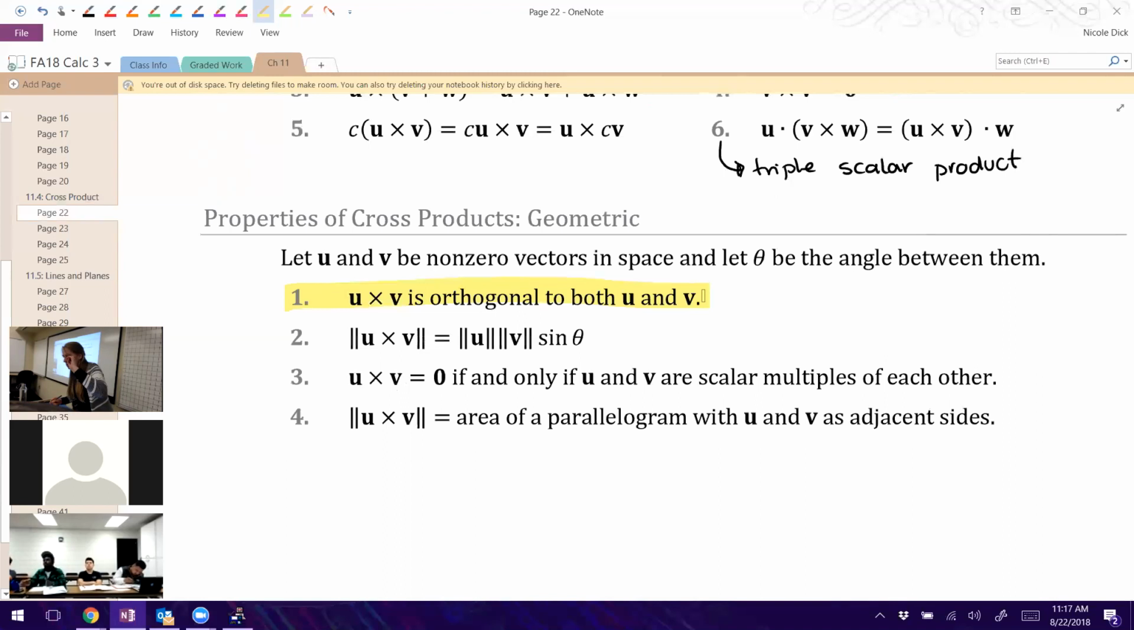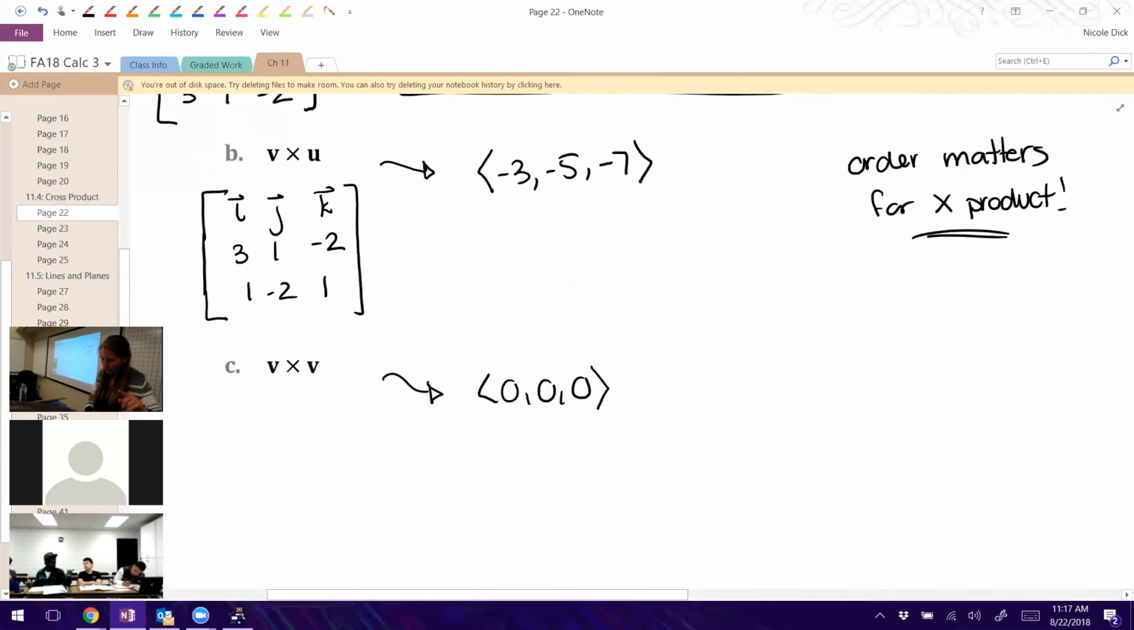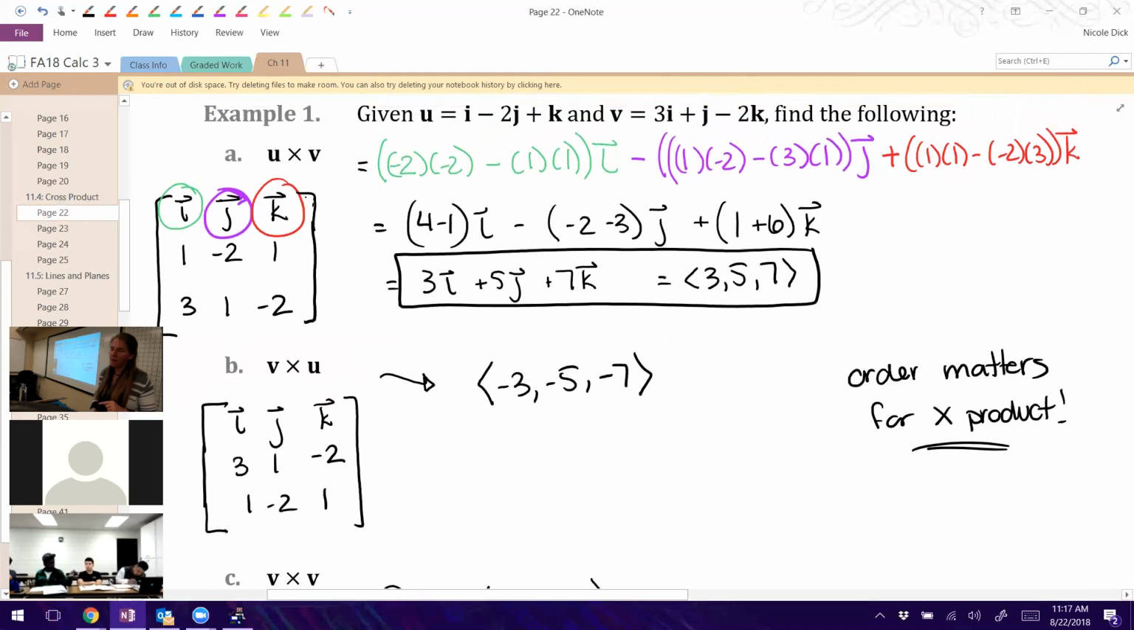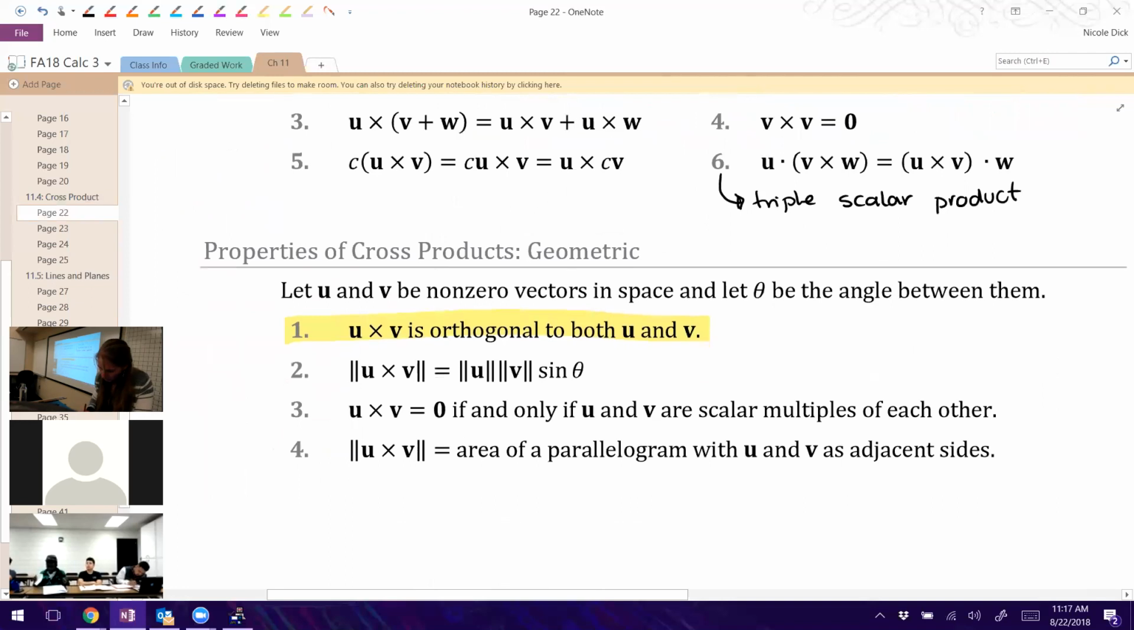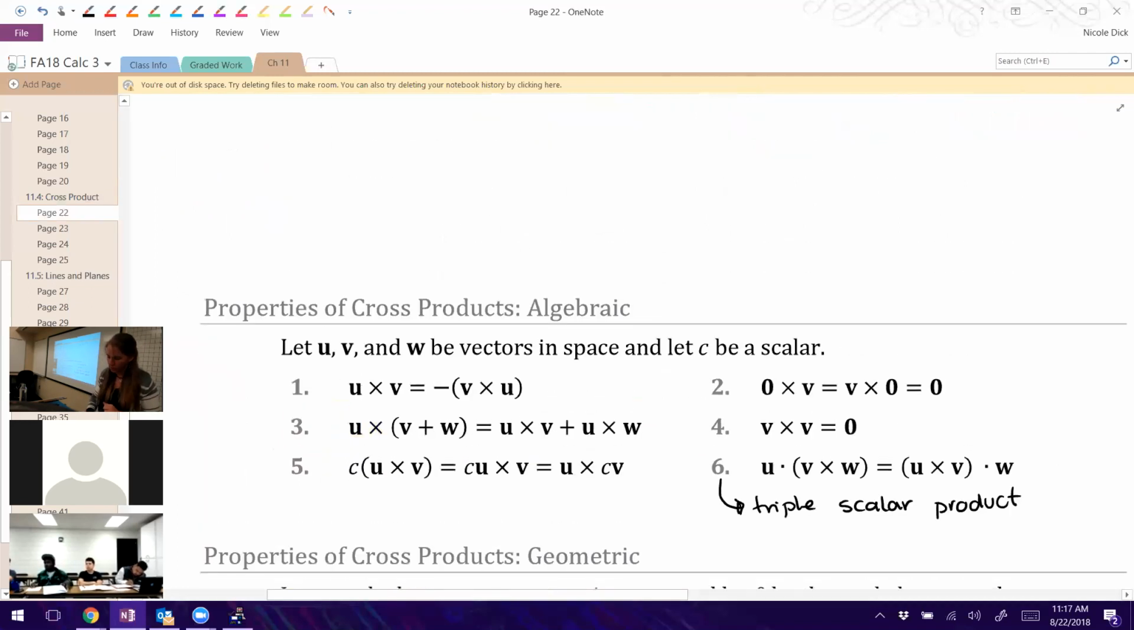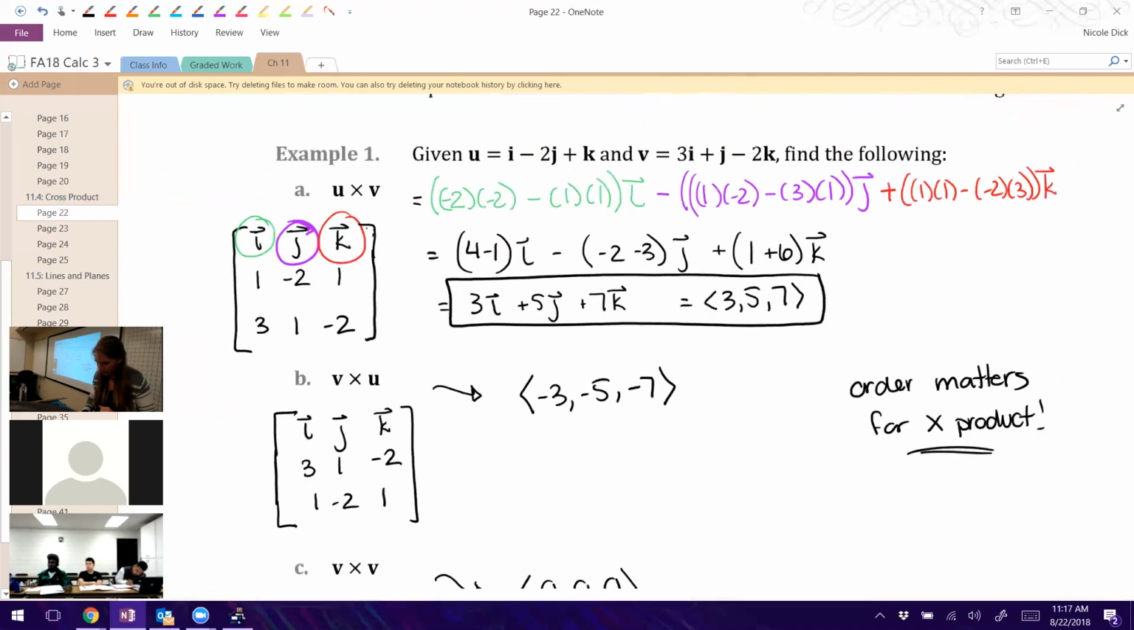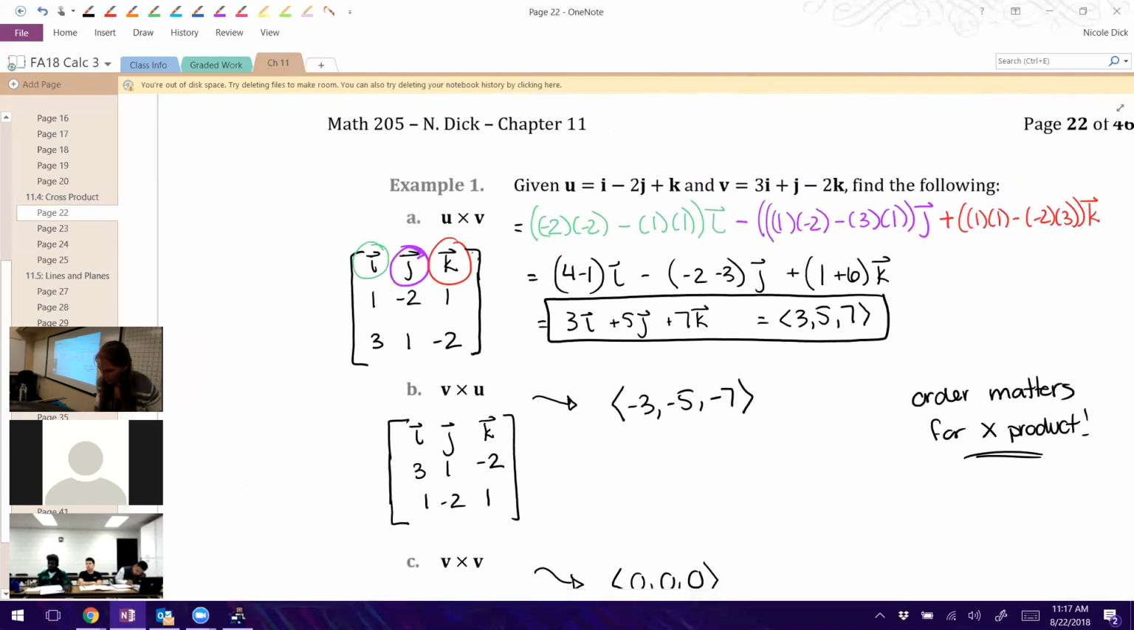So let's do, actually, instead of the example, we'll do that next time. Let's go back up to these guys over here, and let's verify that orthogonal piece. Okay. So we said that the cross product is going to be orthogonal to both U and to V. So let's use the work that we already did over here. I will just do it off to the side right here.